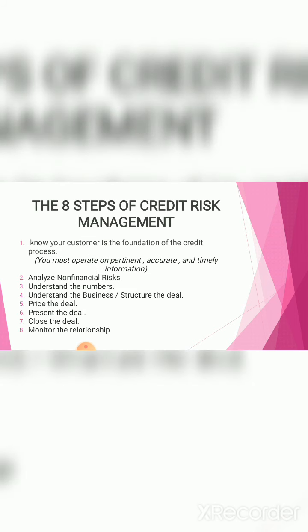The 8 steps of credit risk management. Number one is know your customer, the foundation of the credit process. It means you must operate on pertinent, accurate, and timely information. Number two is analyze non-financial risks. Number three is understand the numbers. Number four is understand the business or structure the deal.